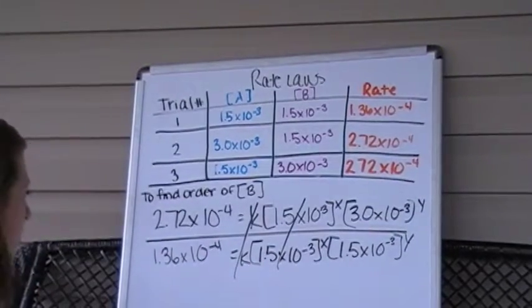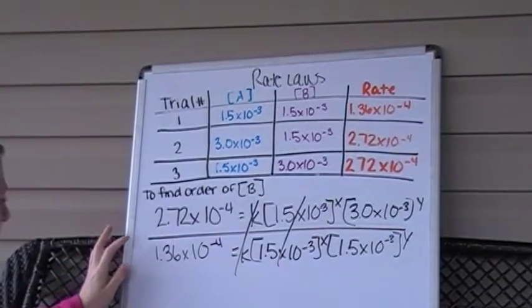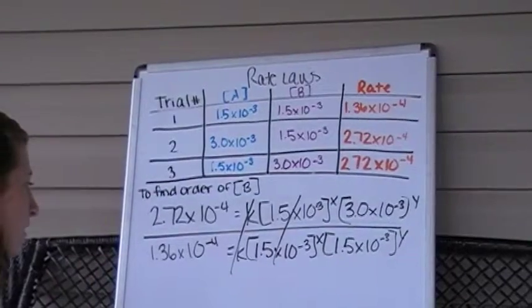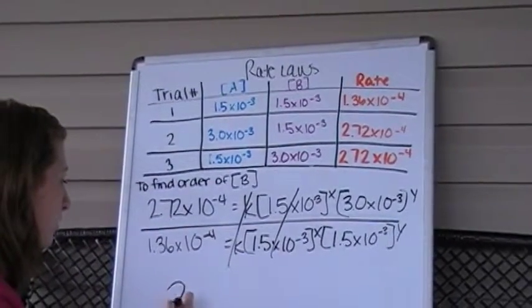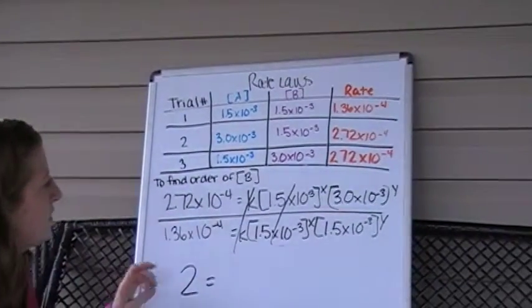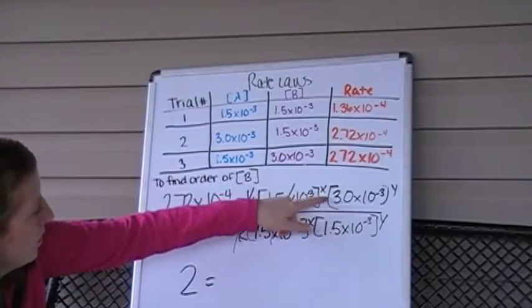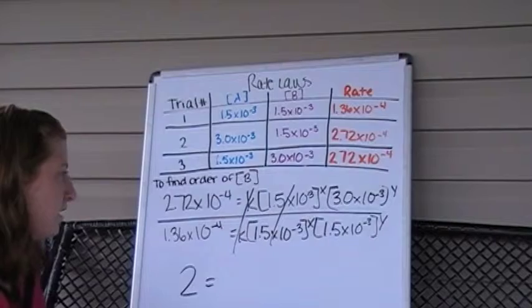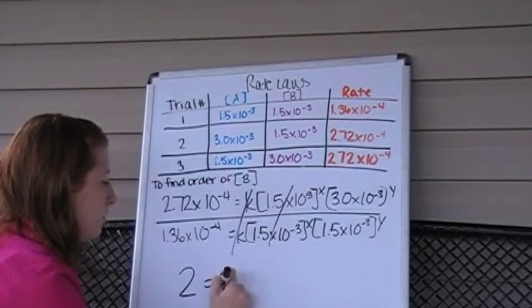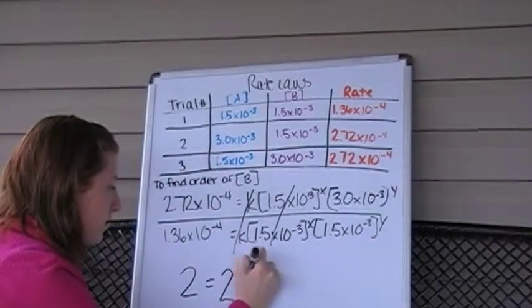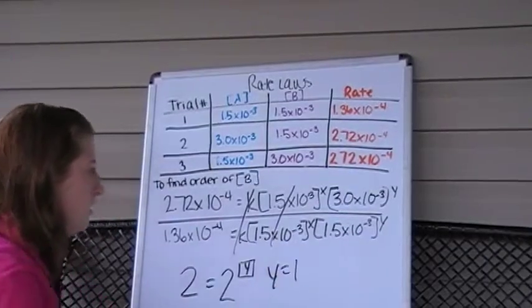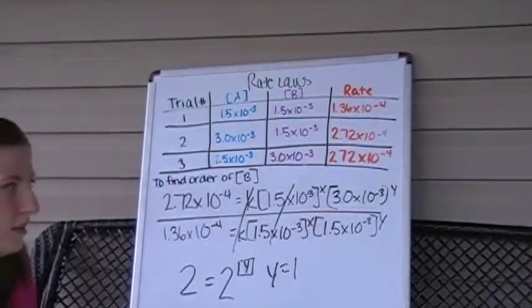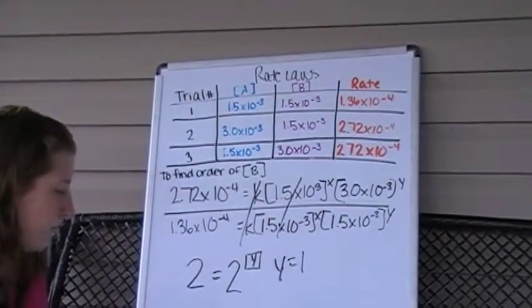So 2.72 times 10 to the negative 4th divided by 1.36 times 10 to the negative 4th equals 2, which would equal 3.0 times 10 to the negative 3rd divided by 1.5 times 10 to the negative 3rd, which also equals 2, to the Y. So your Y equals 1. So the order of B is also first order.